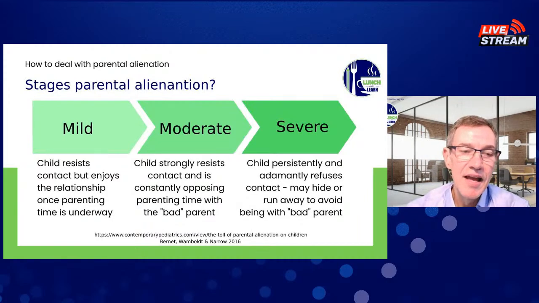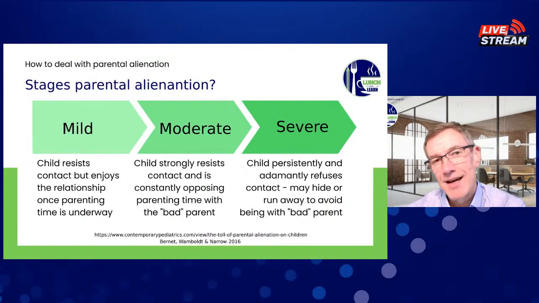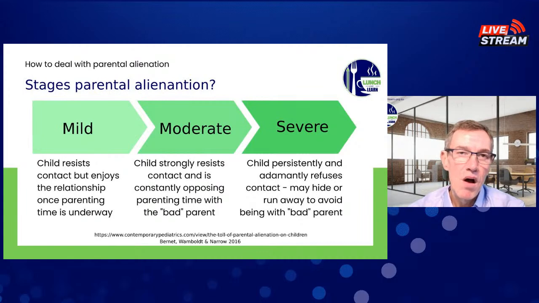resists contact, but they actually enjoy the relationship once the parenting time is underway. So they would initially reject that. They don't want to go to the other parent, but once they are there, then they actually enjoy that. That is a mild form of parental alienation. There's some form of resistance, but it's not strong enough.